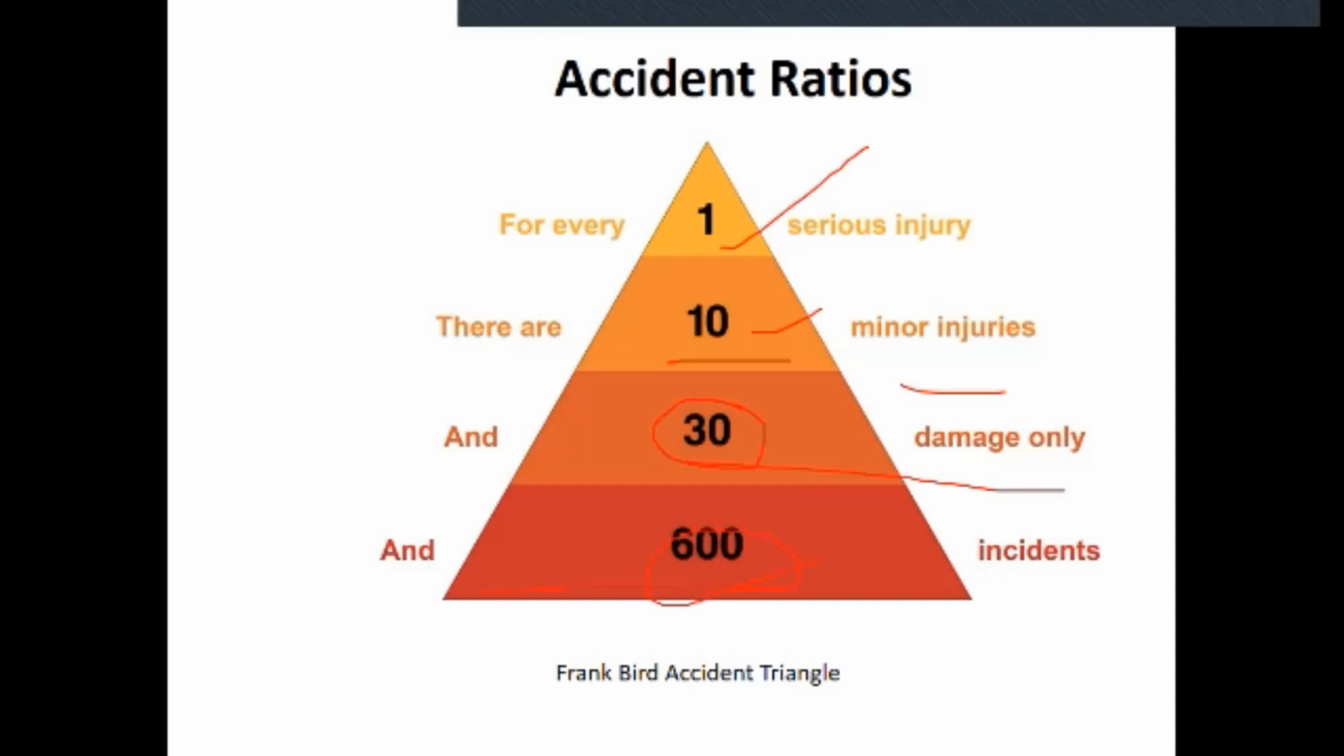For example, in one classroom, 10 students are there, which means the students are toppers. Another 4 students are average students, another 2 students are irregular students, and 2 students are failed students, like this. In the same way here with the accident ratios, for every one serious injury there are 10 minor injuries and 30 damage only, and 600 incidents happening.